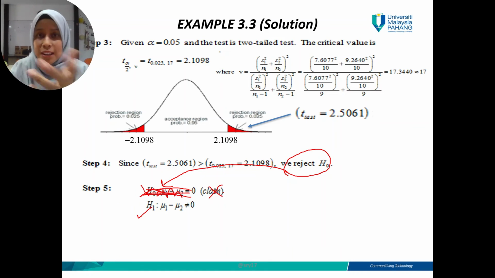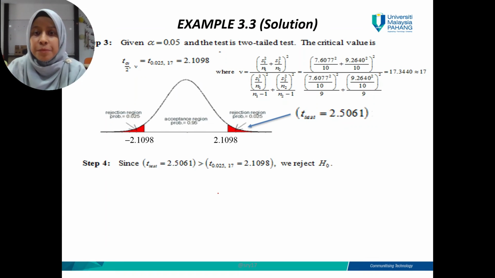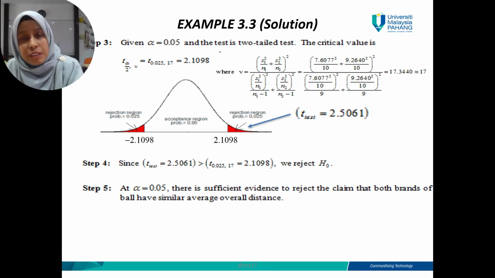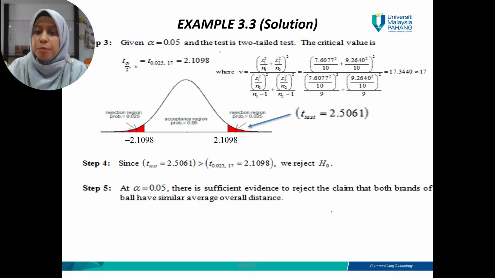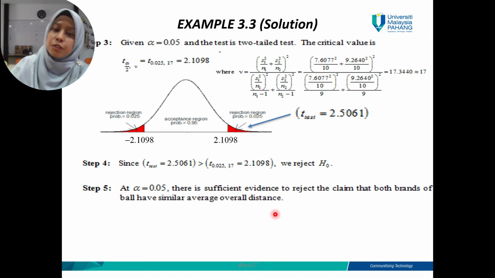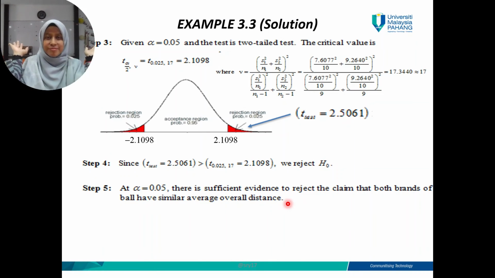So the claim sits at H null, and then H null gets rejected, so the claim gets rejected together with it. Because the claim is at H null and the decision says reject H null, therefore we also need to reject our claim. So that's the conclusion for this question, class. At alpha 0.05, there is sufficient evidence to reject the claim that both brands of ball have similar average overall distance. Done. Finish.